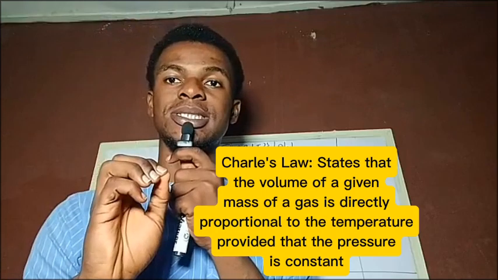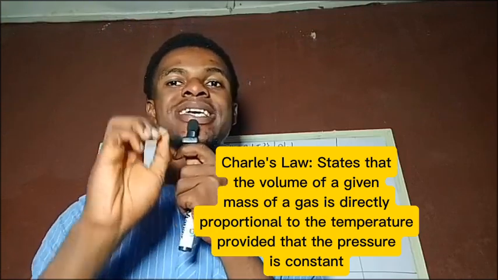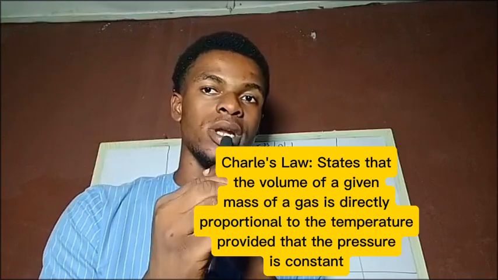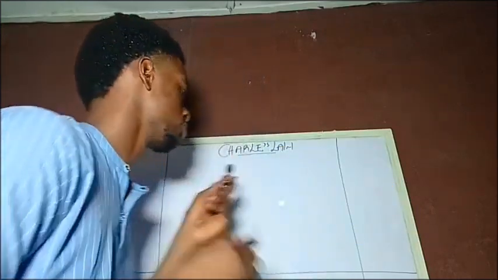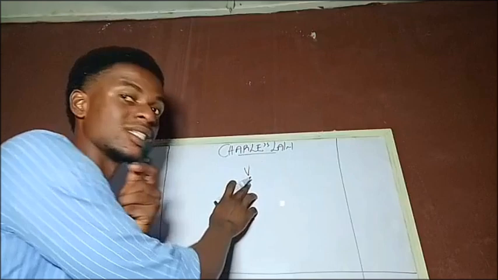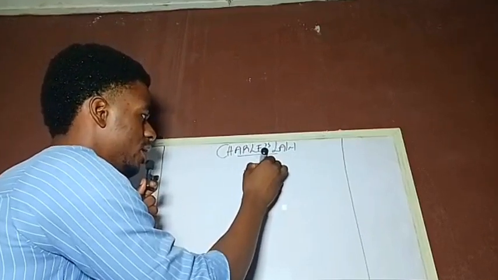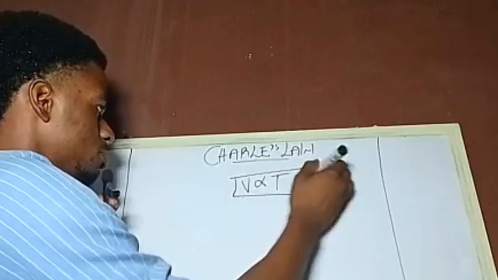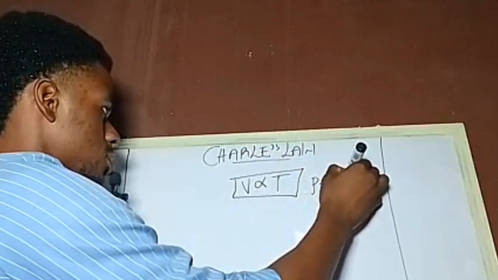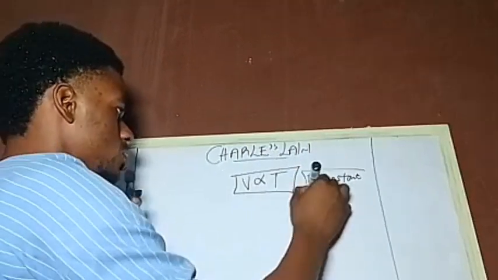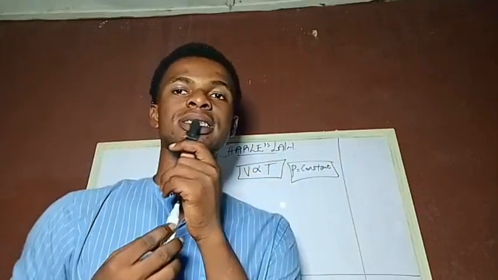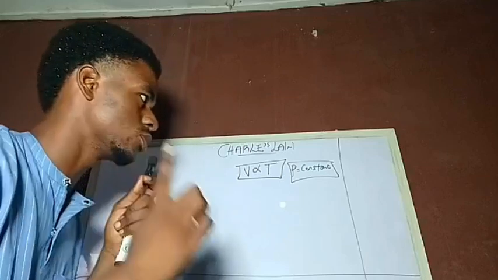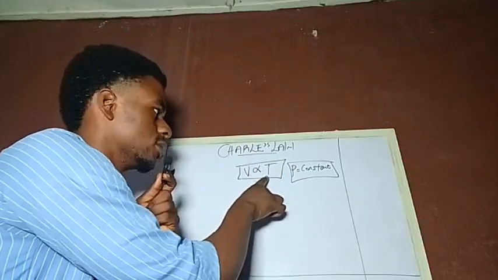Charles' law states that the volume of a given mass of a gas is directly proportional to the temperature. The volume, which is given as V, is directly proportional to the what? Temperature, provided the pressure is constant. Now, what does this mean? It means that in terms of Charles' law, there are two things we usually focus on: the volume and the temperature.